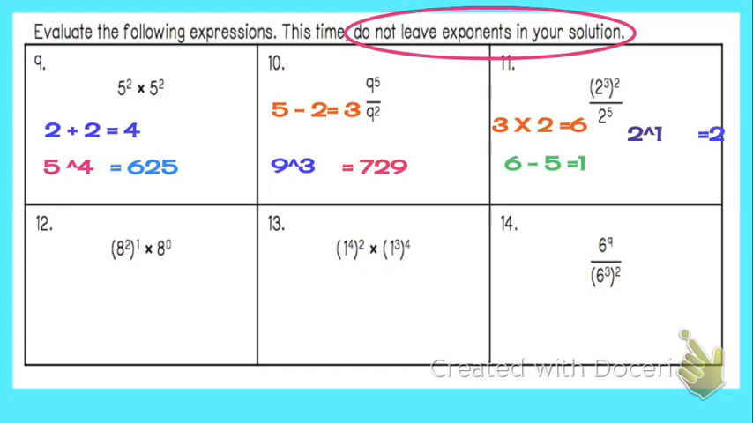Number 12. We have 8 squared to the 1st power times 8 raised to 0. So I have to multiply my two exponents. 2 times 1 gives me 2. So then I end up with 8 squared times 8 to the 0 power. And I'm going to add those together. It's going to give me 8 to the 2nd power, or 8 squared. And I'm going to end up with 64, because 8 times 8 is 64.